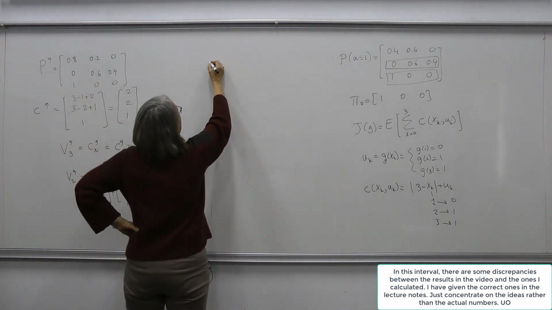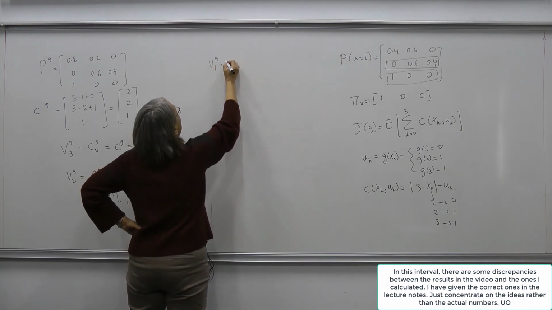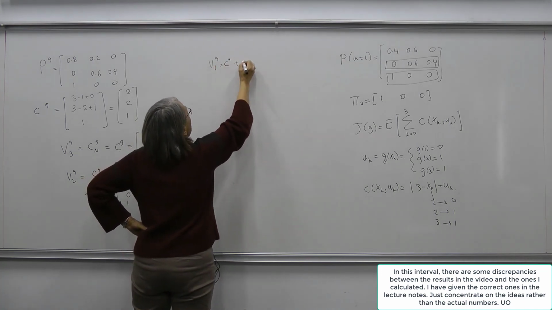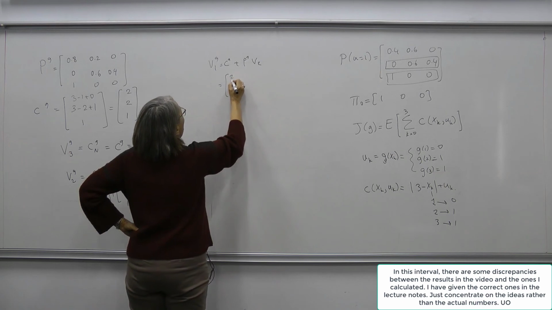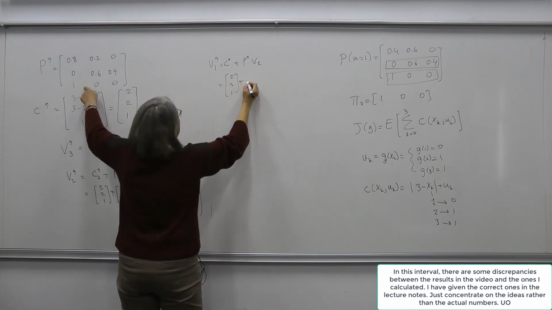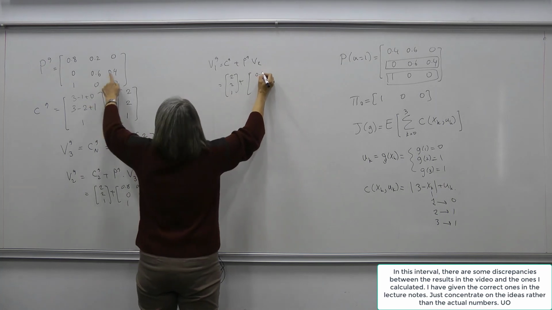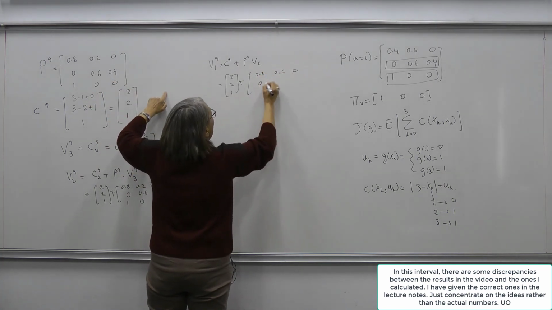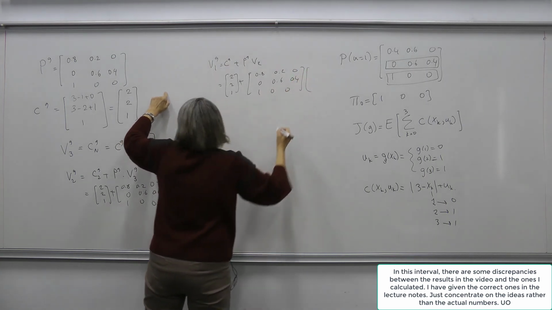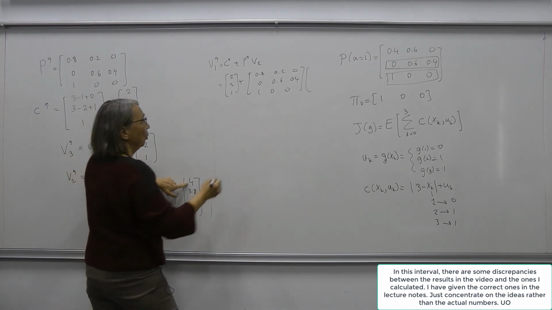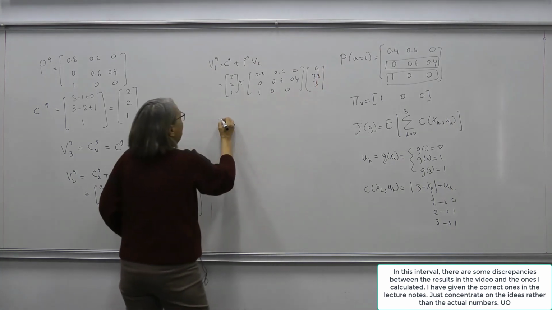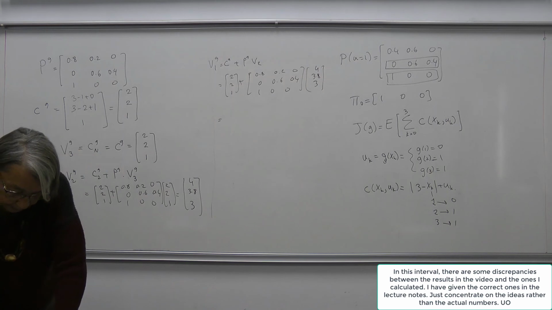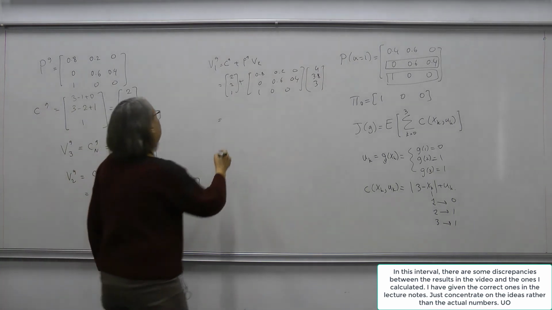It's easy. We know that V1G will be equal to C once more plus PG times V2. That is 2, 2, 1 plus the same P, 0.8, 0.2, 0, 0, 0.6, 0.4, 1, 0, 0. Now it is multiplied by not 2, 2, 1, but 4, 3.8, and 3. The new result is something approximately 6, 5, 5.